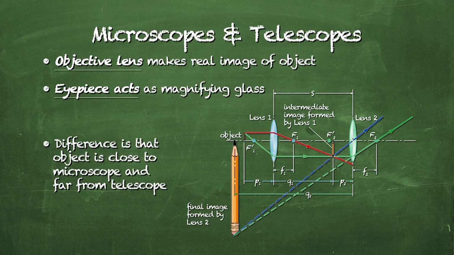The difference between a microscope and a telescope is that with a microscope you're looking at an object that is very close to the objective, and with a telescope you're looking at an object that's very far from the objective. So the magnification of both of these instruments depends in different ways on the focal lengths of the objective and the eyepiece. Let's take a look at microscopes first.